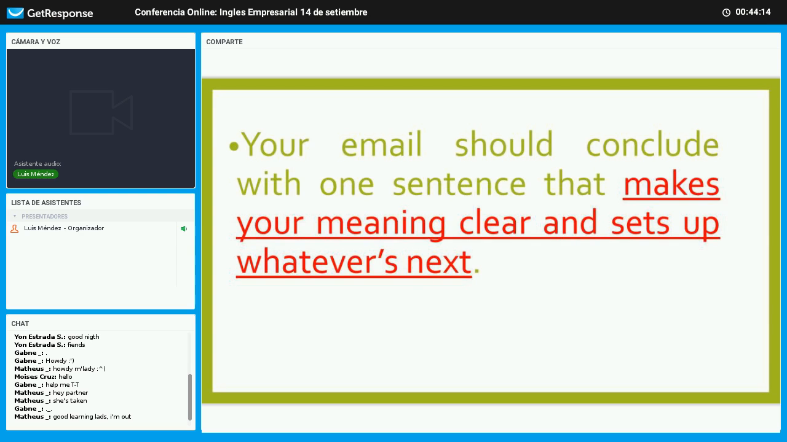So you're writing for this, you're stating your purpose, and what do you want to happen? That is the idea. What do you want to obtain with this email? After this person reads this email, what is going to happen? Okay? What is the next step?